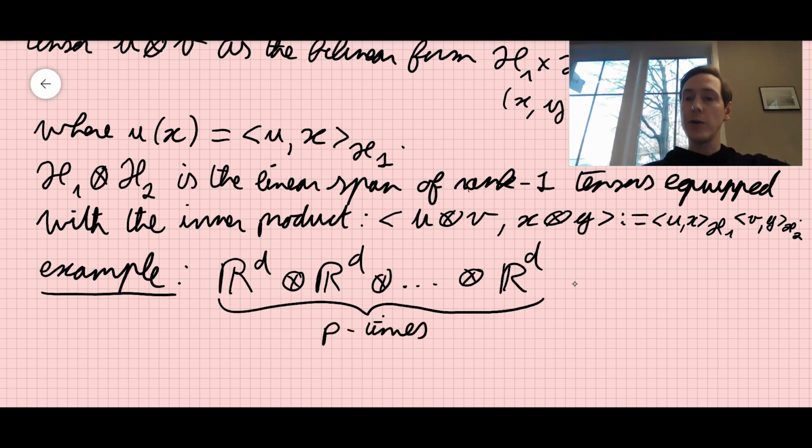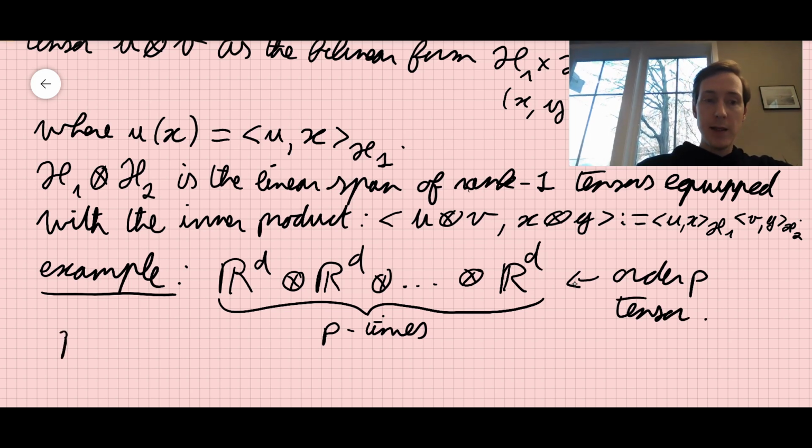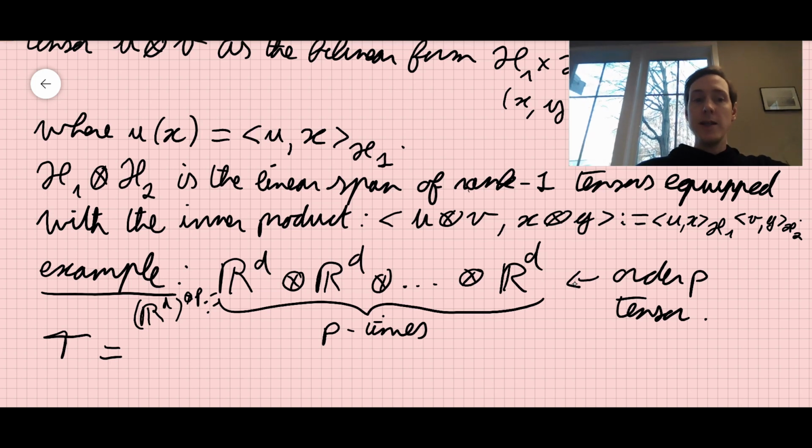This is what we're going to call an order P tensor. Okay, what does it look like? Well, T is a linear combination. So T is in this space, which we're going to call (R^d) tensor P times. T being in (R^d)^{⊗P} means that it's equal to a linear combination of rank 1 tensors.